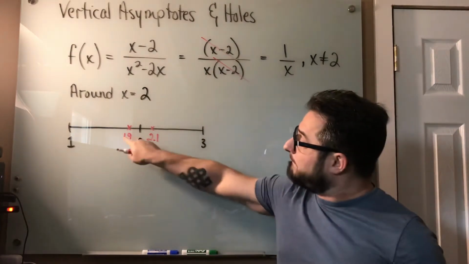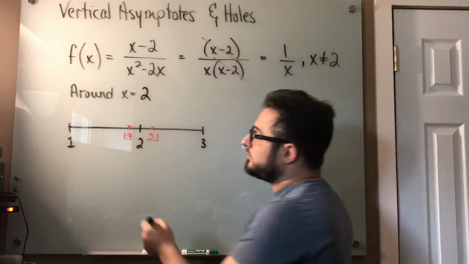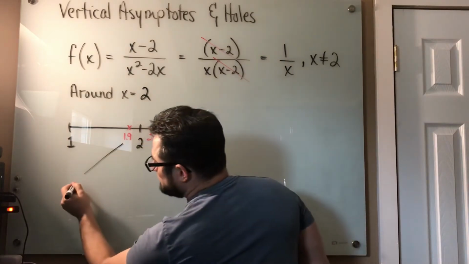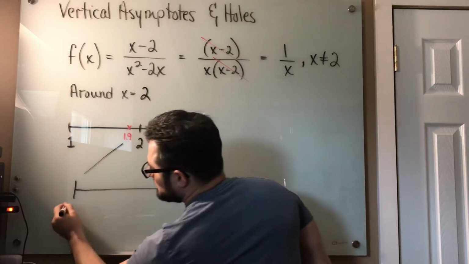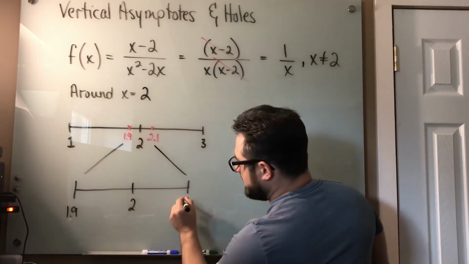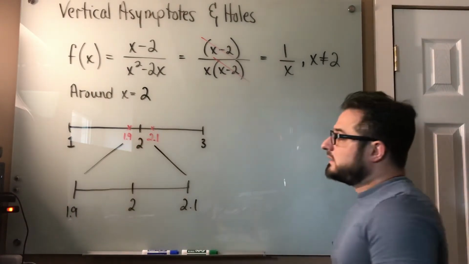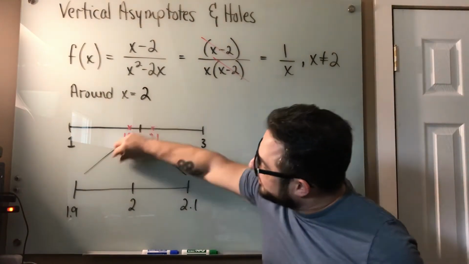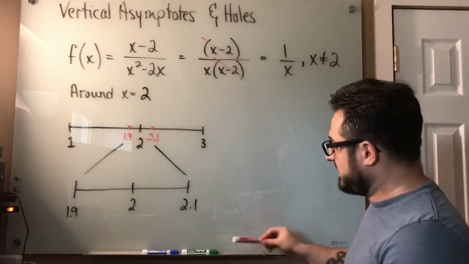So 2 minus 0.1, 2 plus 0.1. We can, as before, kind of blow that up. And we have 1.9. In the middle, we still have 2. And on the right side, we now have 2.1. So again, we take this seemingly tiny little spot and blow it up into something bigger, and we have a lot more space to work with there.